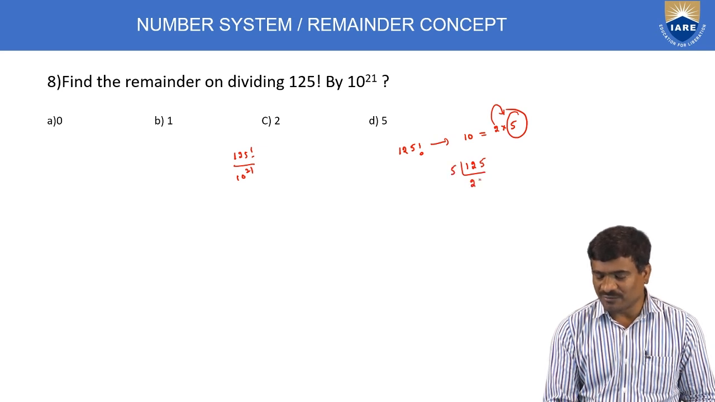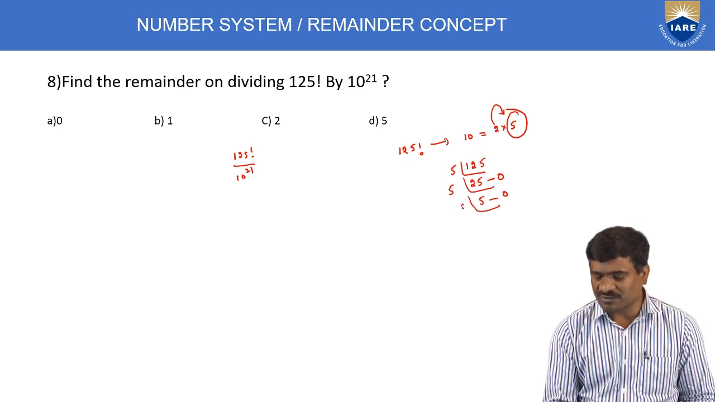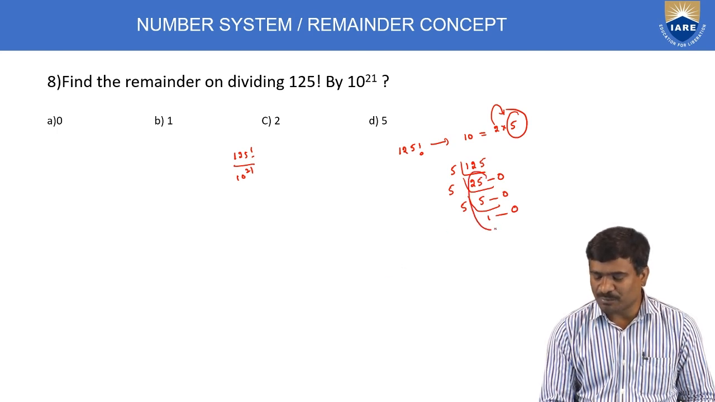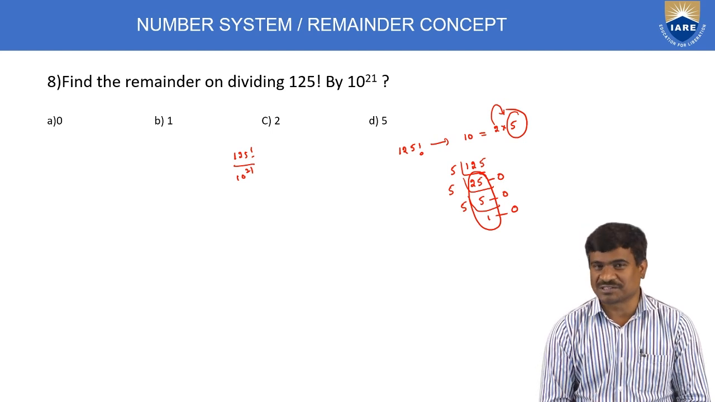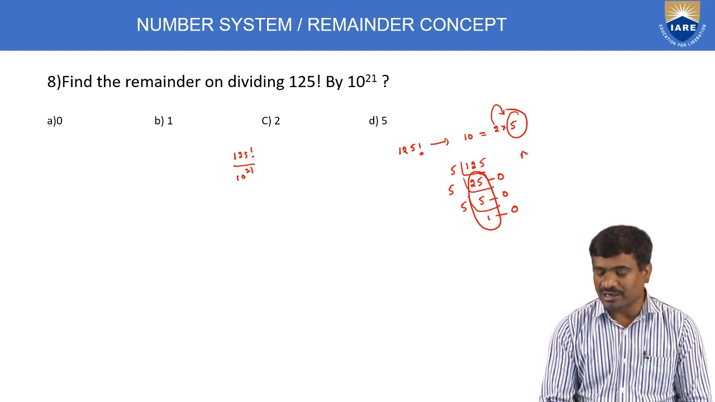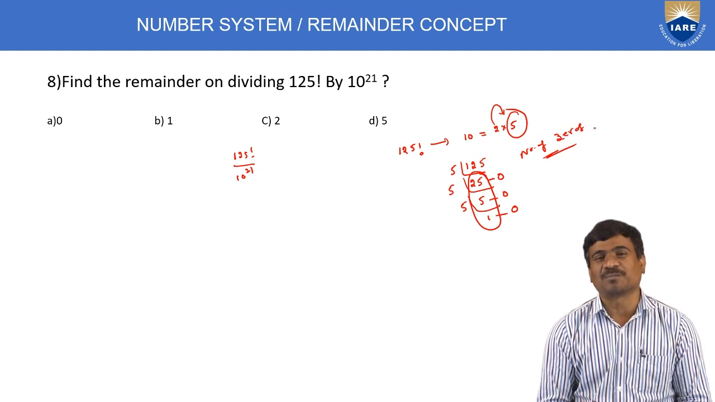Here 125 divided by 5 is 25, remainder 0. Next 25 divided by 5 is 5, remainder 0. Next 5 divided by 5 is 1, remainder 0. Here consider only the sum of the quotients but not the remainder. Same as the number of zeros concept. Here applicable only the number of zeros concept, that is the first topic in number system.